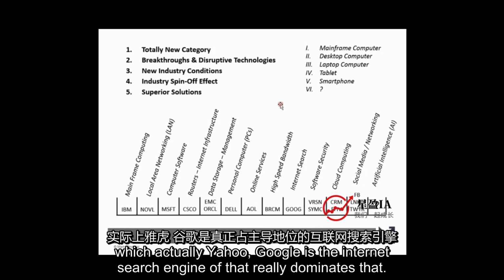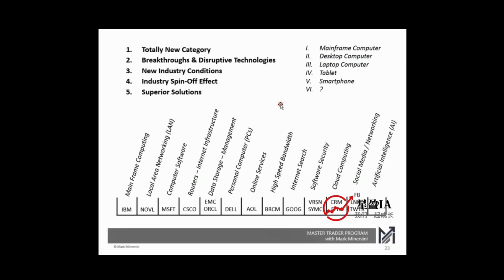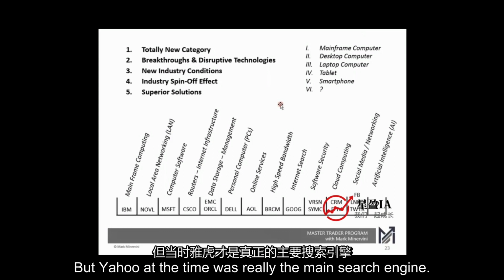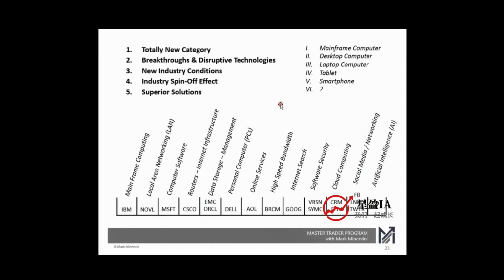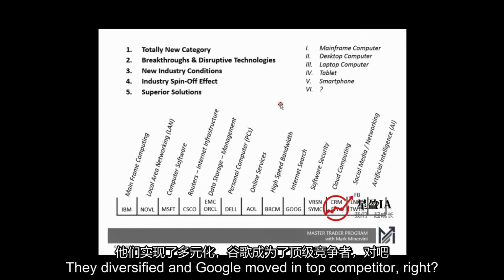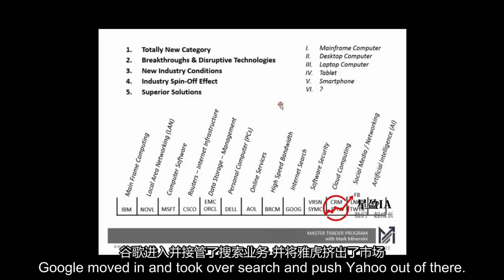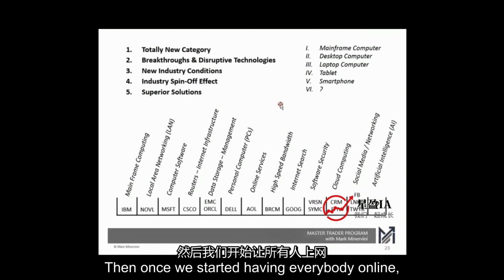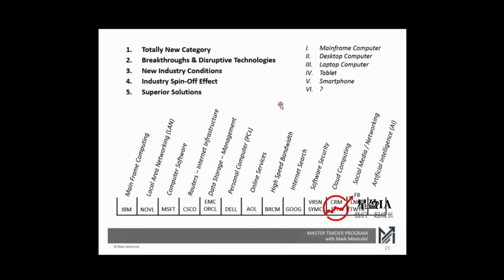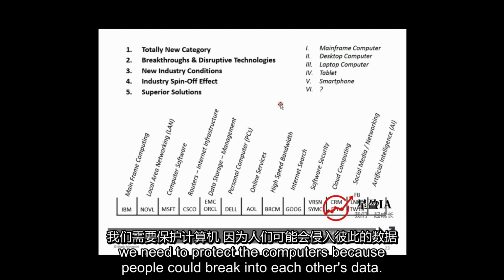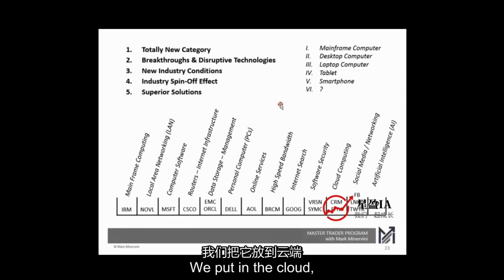Then internet, which actually Yahoo, Google is the internet search engine that really dominates that. But Yahoo at the time was really the main search engine, and then later on they started diversifying. They diversified, and Google moved in, top competitor, right? Google moved in and took over search and pushed Yahoo out of there. Then once we started having everybody online, now we needed security. We needed to protect the computers because people could break into each other's data. Now we put it on the cloud.